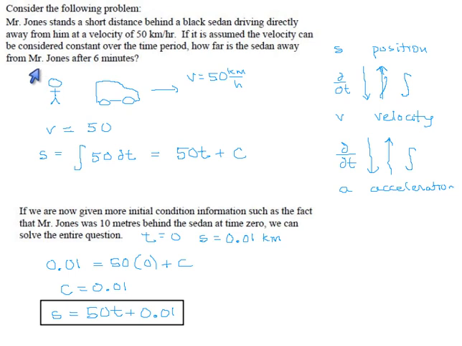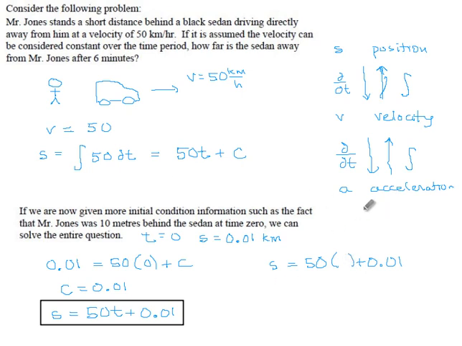The actual question that we can finally answer is, how far is the sedan away after 6 minutes? So we have to put 6 minutes into here. And I am not, or I should not do this. Why not? Because our velocity was in kilometers per hour. All our times have to be in hours. 6 minutes is no good. I can't use it.